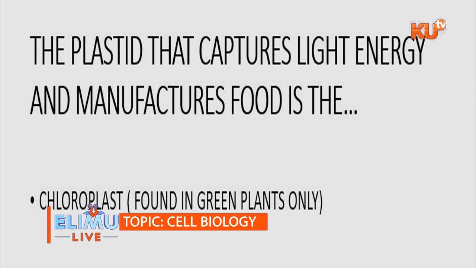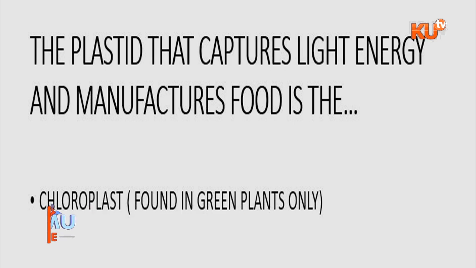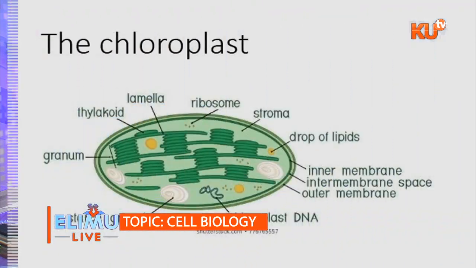The next question says, the plastid that captures light energy and manufactures food. We all know what manufactures food in a green plant and captures light, and that is the chloroplast. The chloroplast is green in color, if you must know. In our next slide, I'm just going to show you what a chloroplast looks like, and the organelles within the chloroplast.